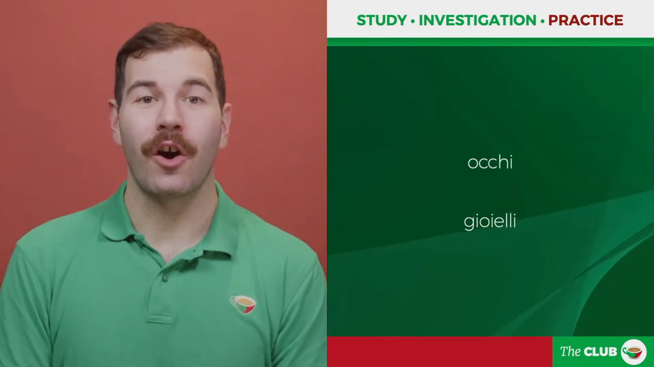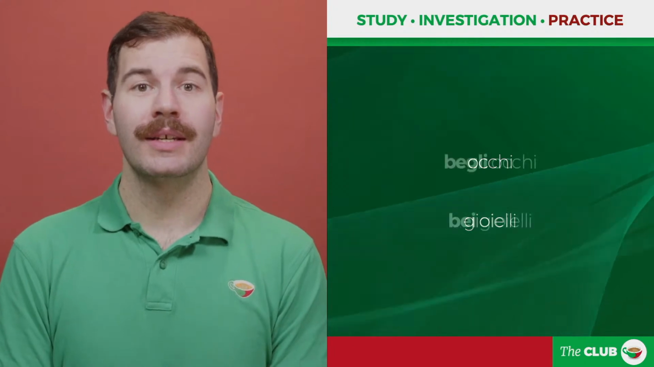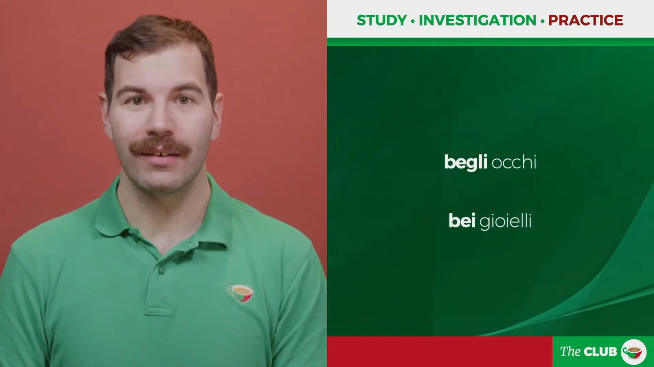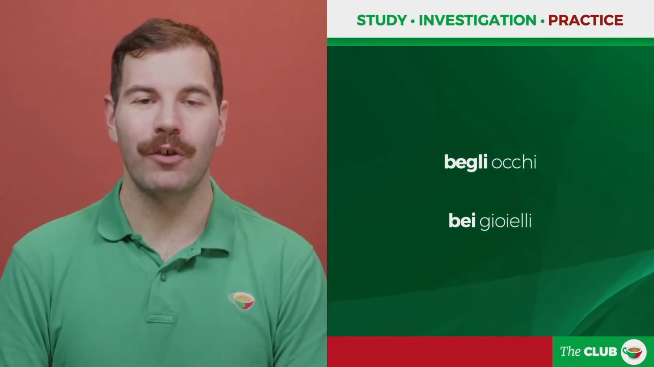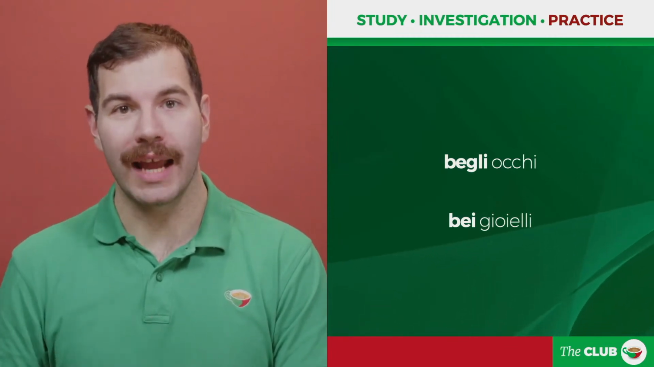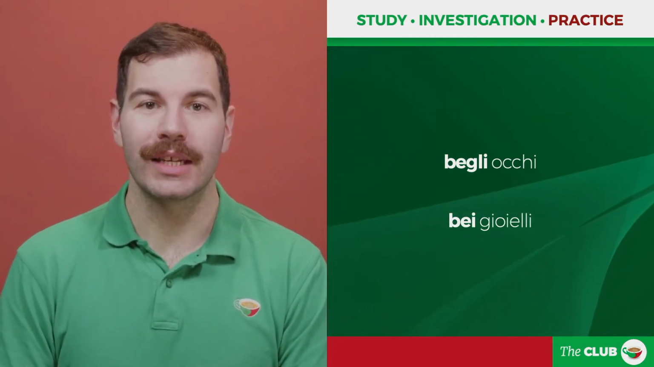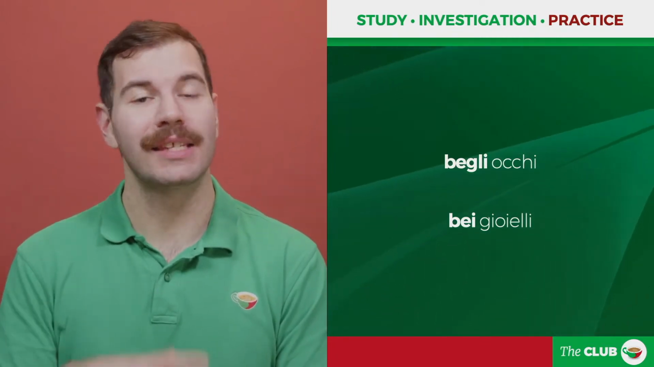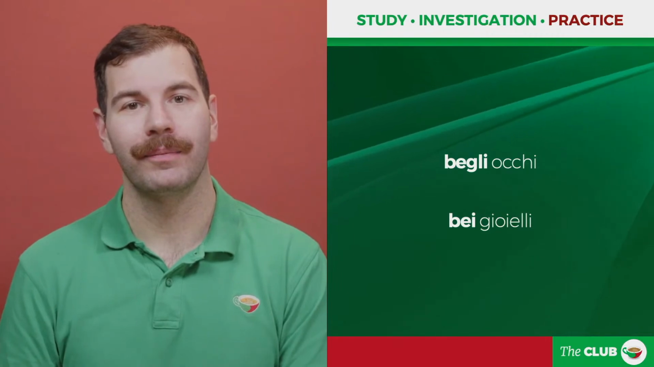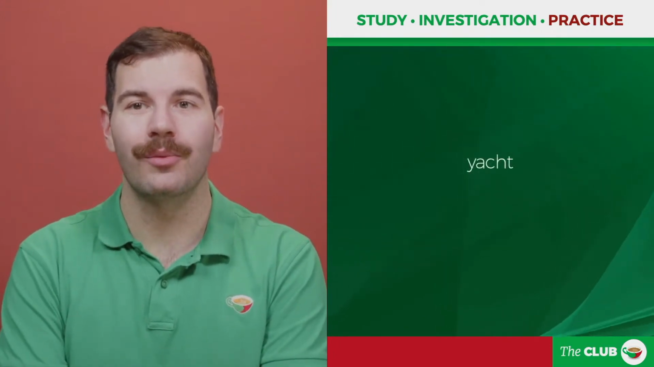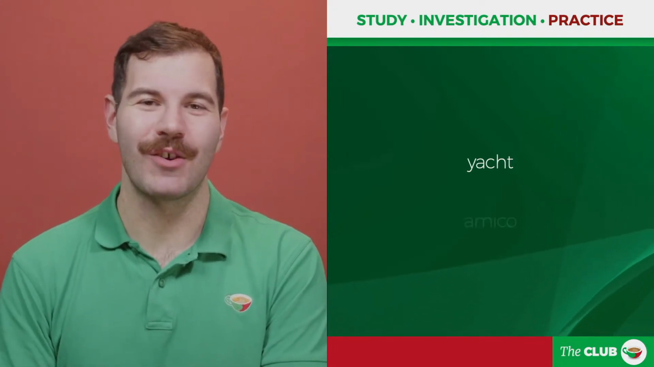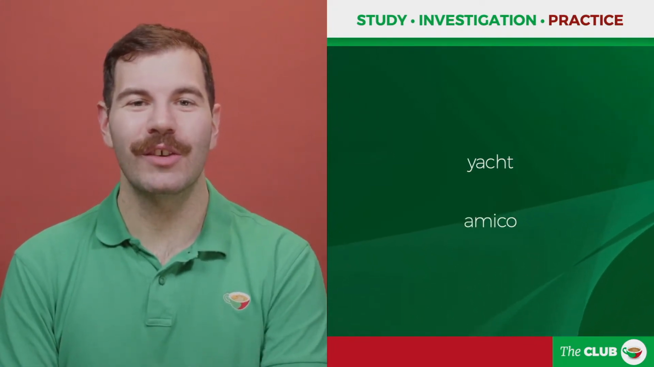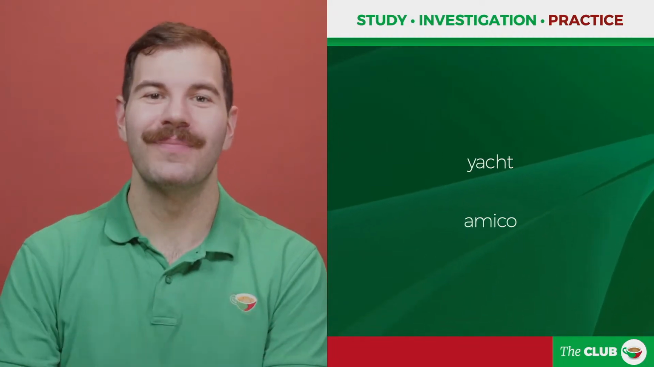Okay, so for occhi, we're going to choose belli occhi, because the definite article we would use for occhi is gli. So belli occhi. And for gioielli it's bei gioielli. For the same reason, we are using i gioielli, hence bei gioielli. Okay, let's see another pair of nouns. We have yacht. We're talking about a singular yacht, one yacht. And we have amico. 10 seconds to choose the right form of bello. Now.